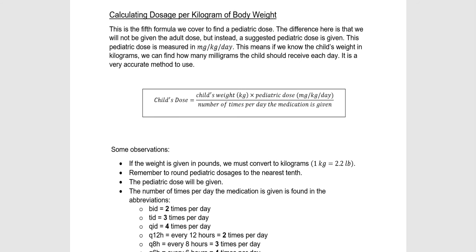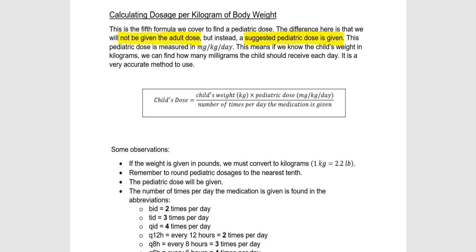Okay, so the next thing is going to be the fifth and final formula. It's going to be calculating dosage per kilogram of body weight. So the difference here from the other ones is that this time we will not be given an adult dose, but instead we're going to be given a suggested pediatric dose. And the dose is going to be measured in milligrams per kilogram per day. This means if we know the child's weight in kilograms, we can find out how many milligrams the child should receive each day. And this method is actually very accurate to use.